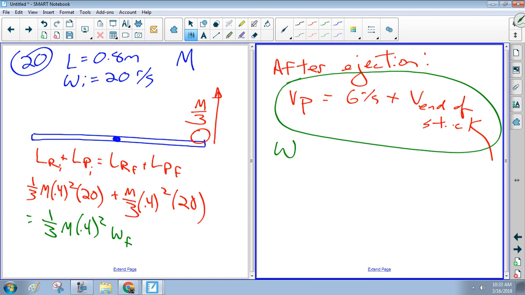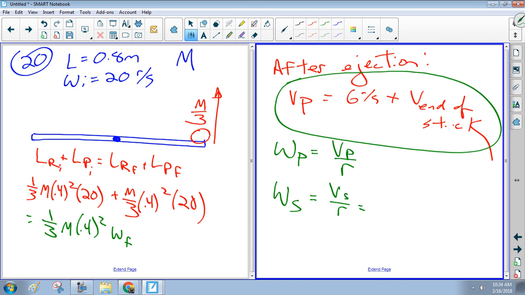Okay, so let's see, the angular velocity of the particle is equal to the velocity of the particle over the radius, right? You guys agree with that? Yeah. All right. And the angular velocity of the stick is equal to the velocity of the end of the stick over the radius. Oh, well, that's 6 plus, okay. Oh, wait a minute.